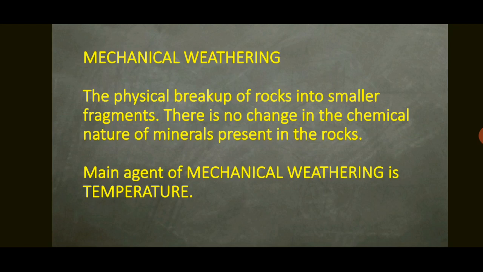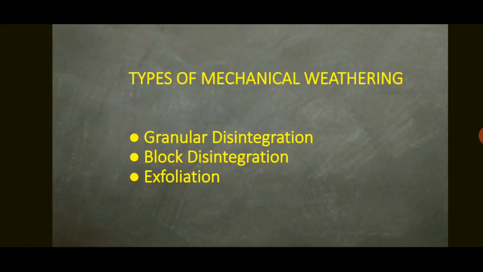The main agent of mechanical weathering or physical weathering is temperature. Temperature means during the daytime the temperature is high and at night the temperature falls. This is called the change in temperature, summer and winter temperature. This acts on the surface of the rock and then the rock breaks down. Types of mechanical weathering: granular disintegration, block disintegration and exfoliation.